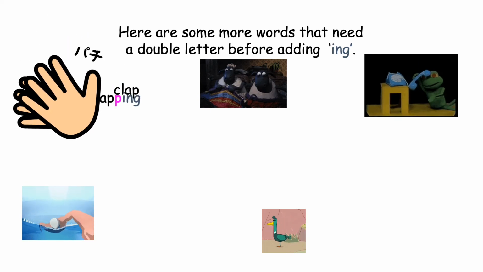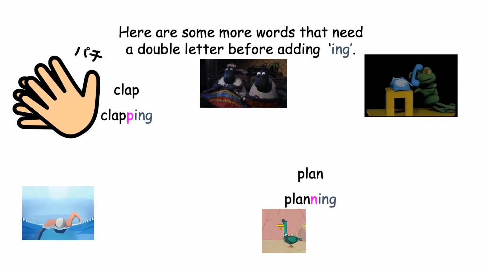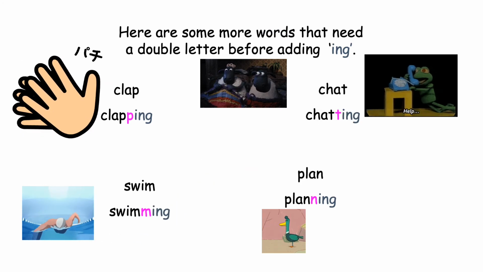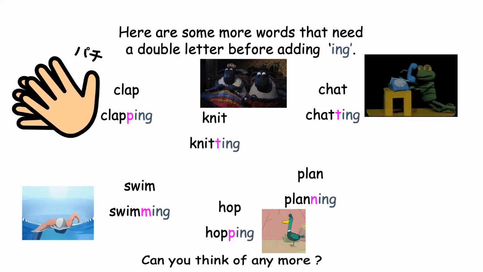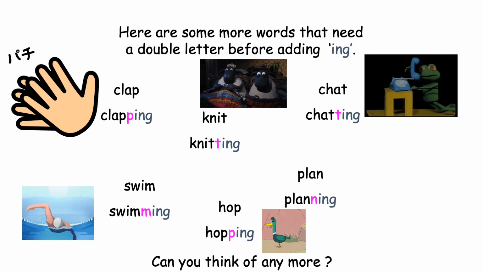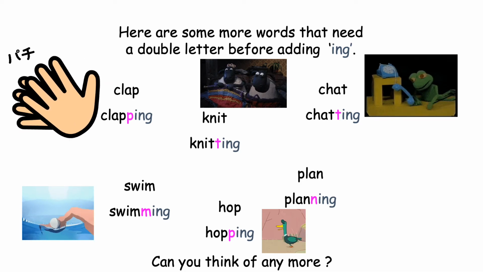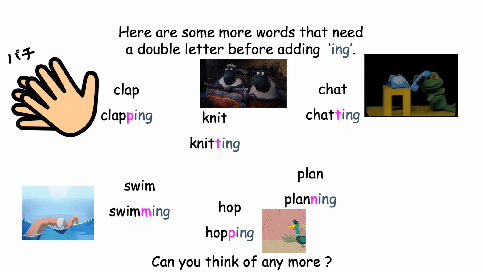Here are some more words that need a double letter before adding ing. Clap, clapping. Plan, planning. Chat, chatting. Swim, swimming. Hop, hopping. Knit, knitting. Can you think of more? Also, make a note. Here, the consonant is repeated because of the short vowel sound which is present before the consonant.